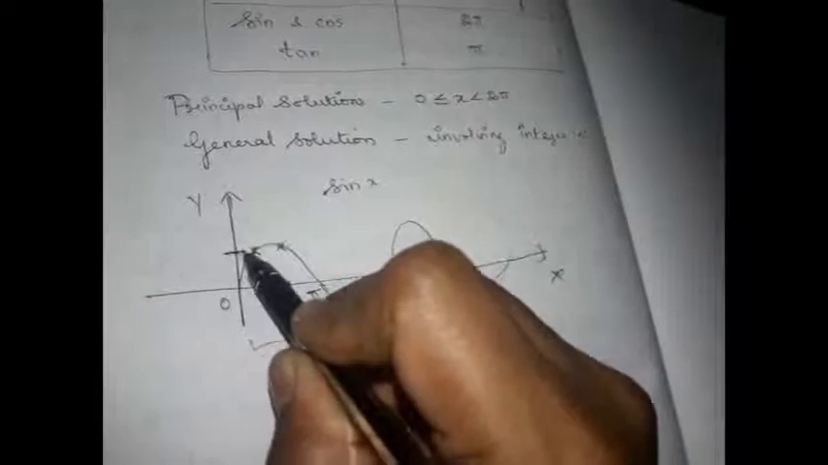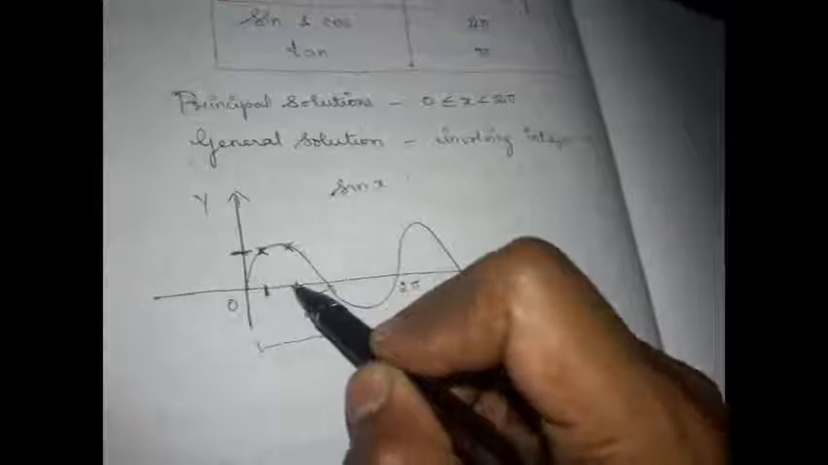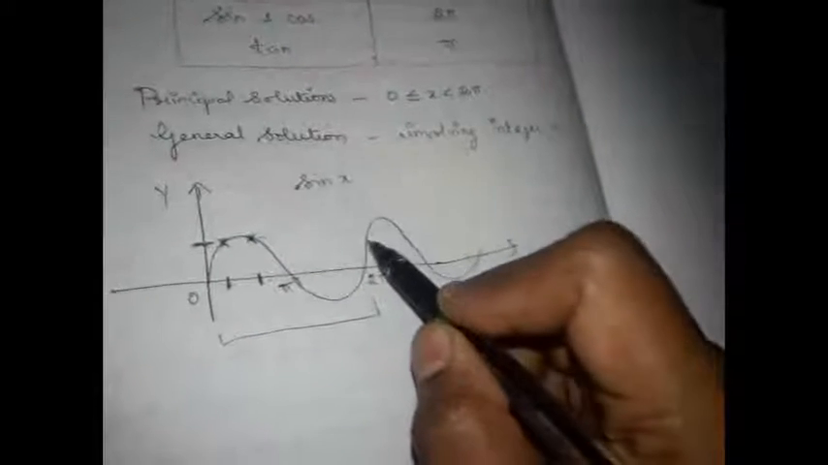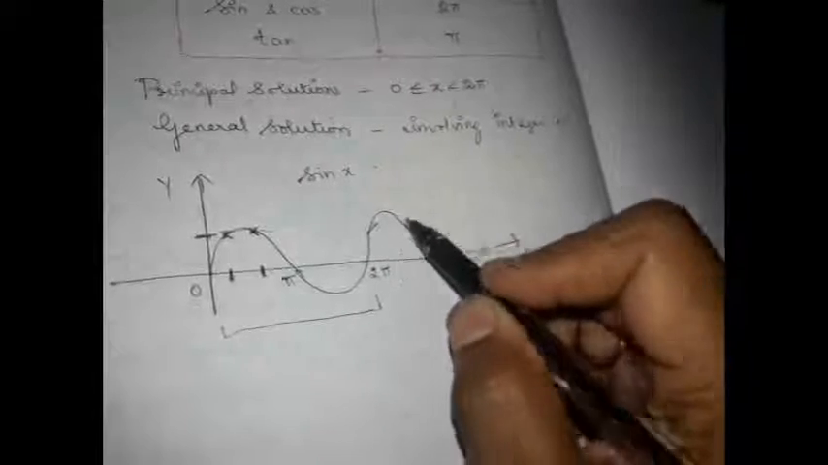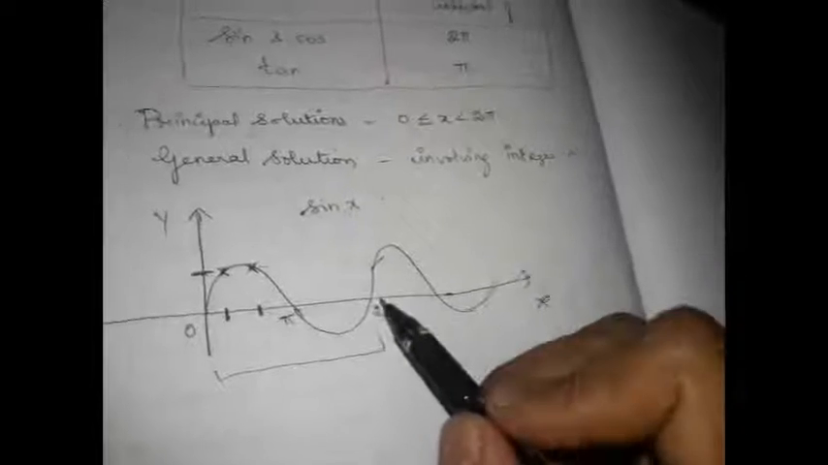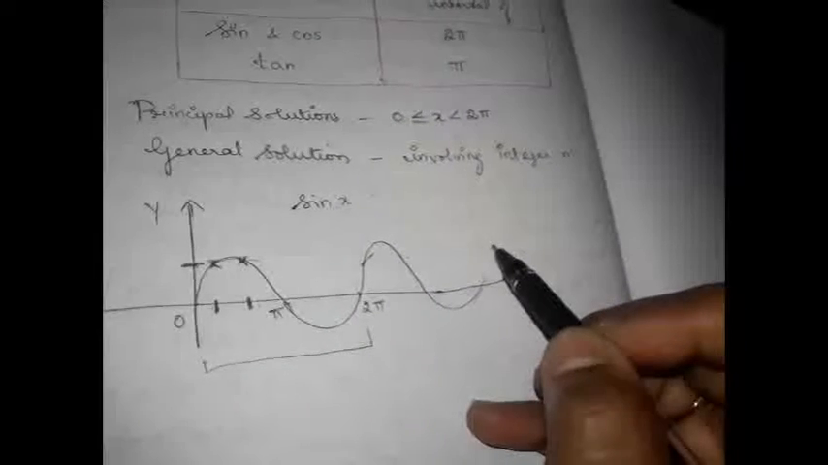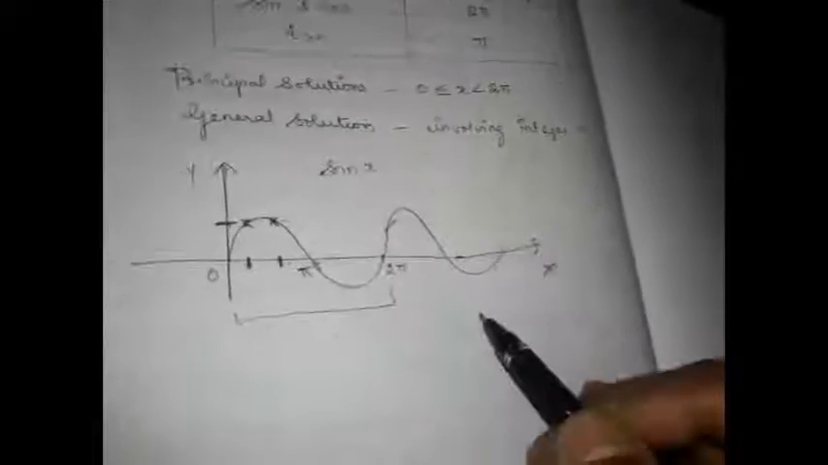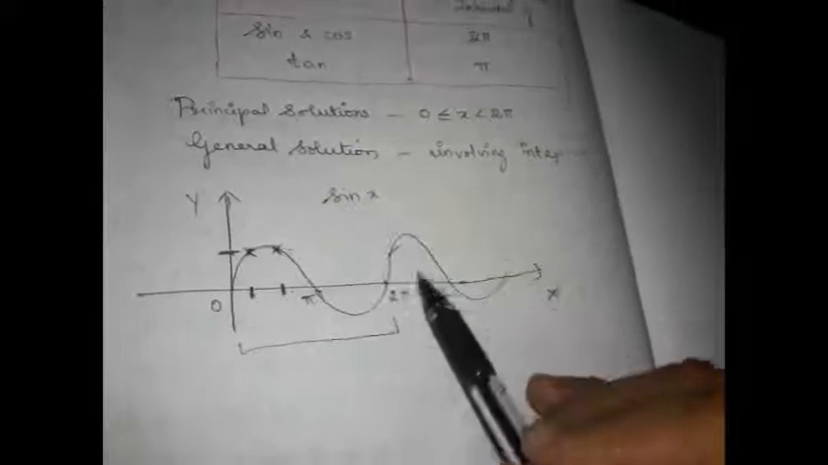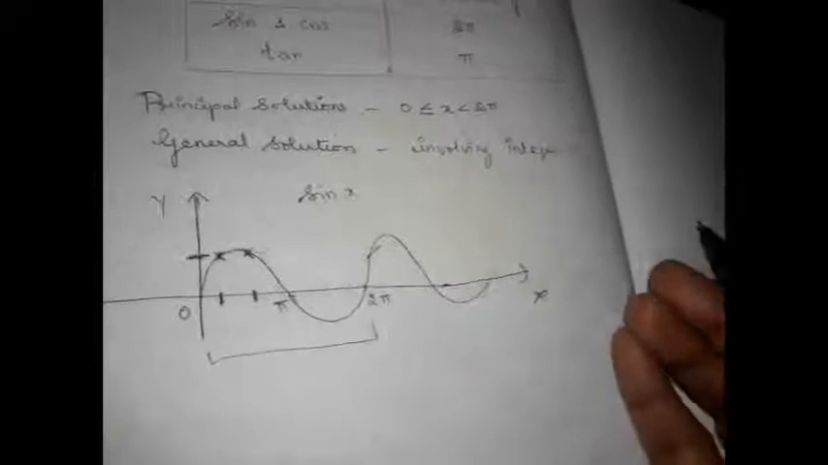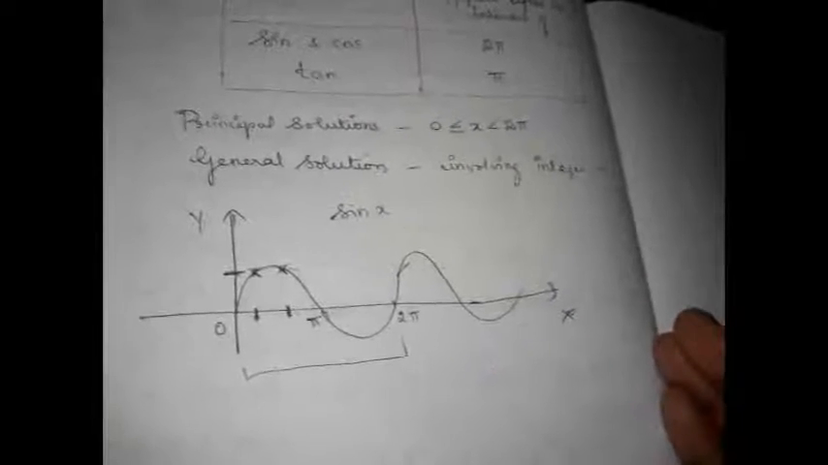So for a particular y value we have two x values, and we know this will repeat after 2 pi. There is a slight difference in my drawing, but it will have the same values, right? So after 2 pi again it is going to repeat. So what does this imply? This implies a sine equation will have infinitely many solutions, right? After every 2 pi it is going to repeat. So it goes on. It has infinitely many solutions.